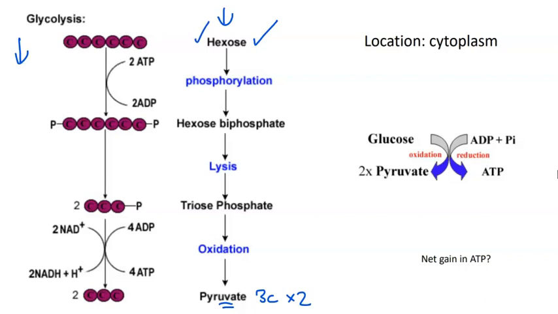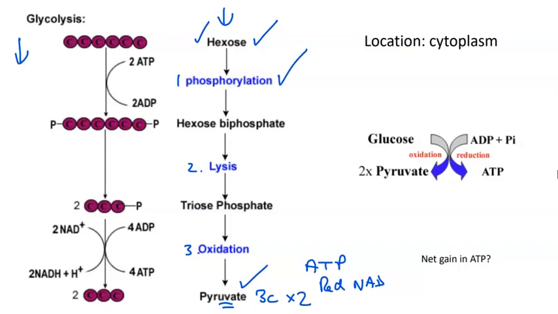Notice that there are 3 phases in the process: phosphorylation, lysis, and the final stage, oxidation. The end of the process results in pyruvate, the formation of ATP, and of reduced coenzyme NAD. To initiate, first of all, we have the process of phosphorylation.